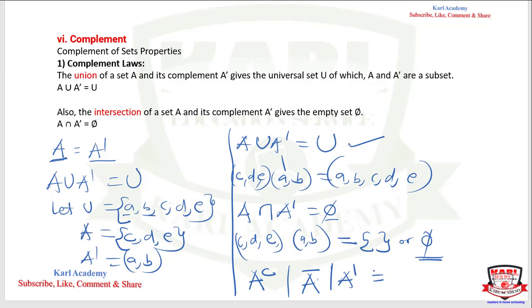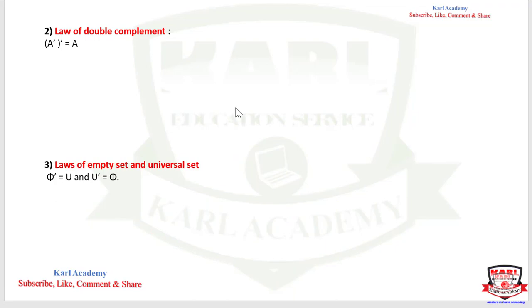And I think we have come to the end of the set property. No, we will still have some part. We have again to clarify on this part where we're talking of the law of double complement, whereby if you have an A complement, and then you complement again, you'll find that it is A.